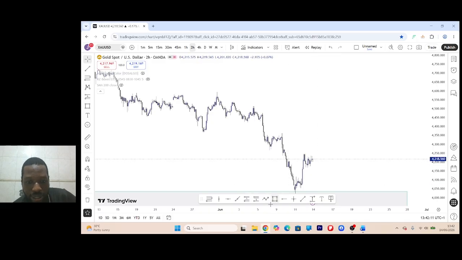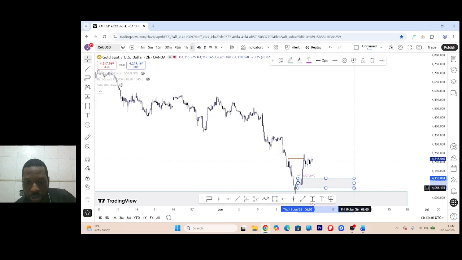Seeing that it has broken this high here, so we can see that. What we're expecting is that price will come down to this order block here. If you look at this, this is a W pattern here. So we're going to take our order block from this region down here, right?